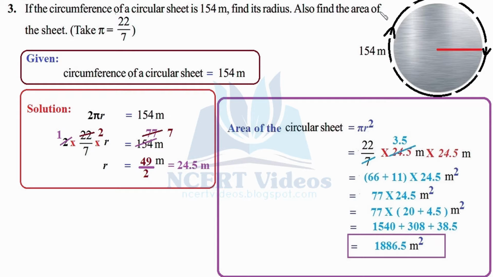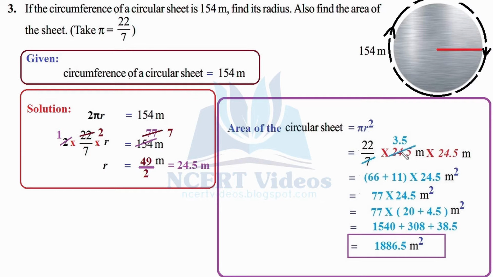Also the second part says we have to find the area. And how can we find area? That is, area is pi r square. So we have found r in the first part. We will straight away put this r in this equation. Pi has to be taken as 22 over 7 into r, that is this thing, 24.5 meter into 24.5 meter, because it is square. Cancel it.